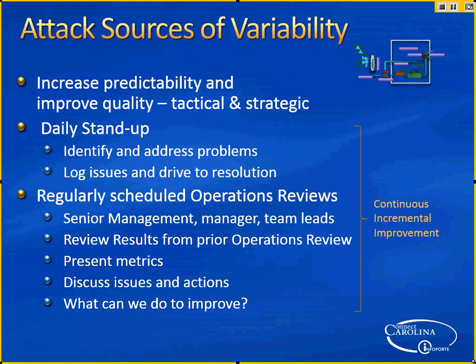Tax sources of variability, another element on the success. So you want to increase the predictability and improve quality, the tactical and strategic advantage. And how are we doing that? We're doing that by, from a development team standpoint, looking at what's happening through our process. How do we improve it? What are we going to change to reduce backlogs? If we're seeing we're having quality problems, why are we having quality problems, and what do we need to change?